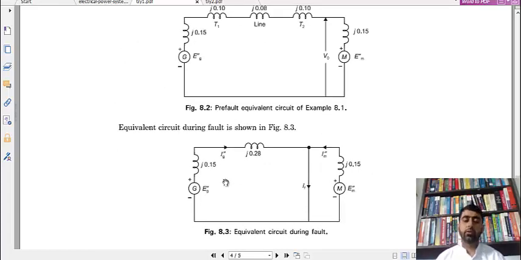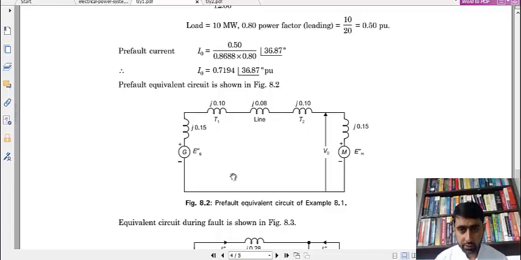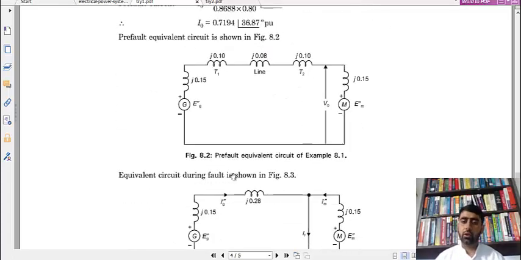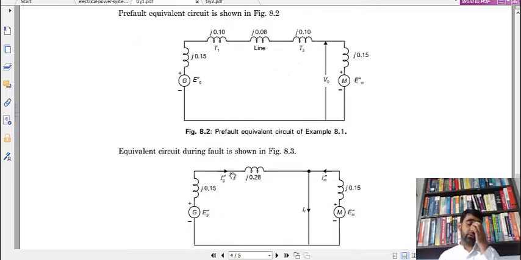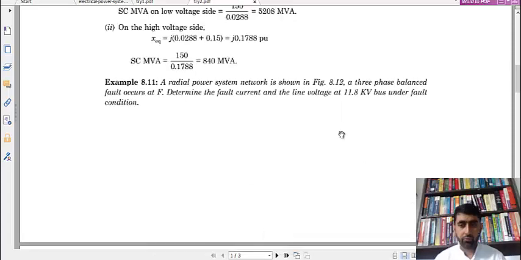We do the fault analysis of any circuit by using the per unit values, and fault analysis is always done using per unit values. I hope you understood this. Let us come to one more numerical.